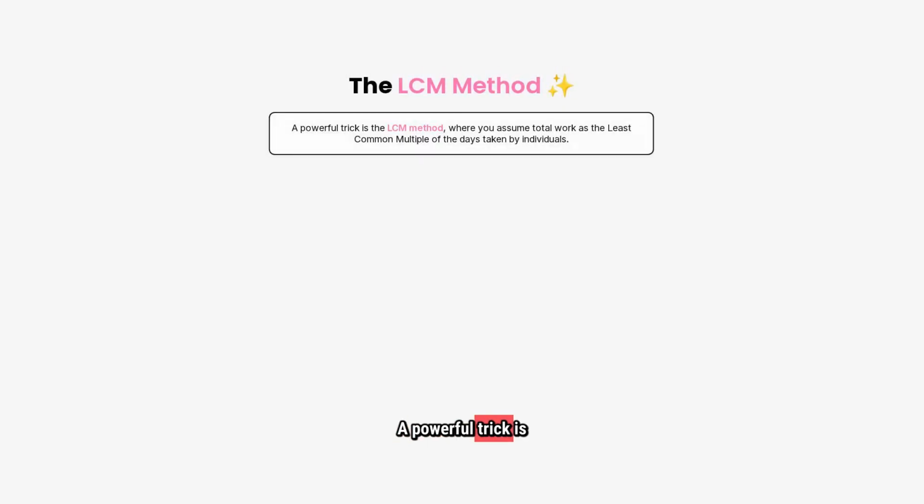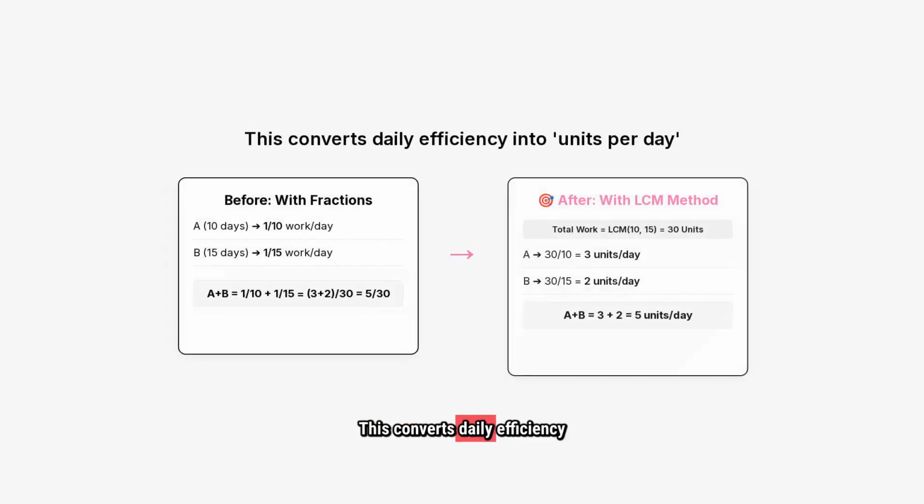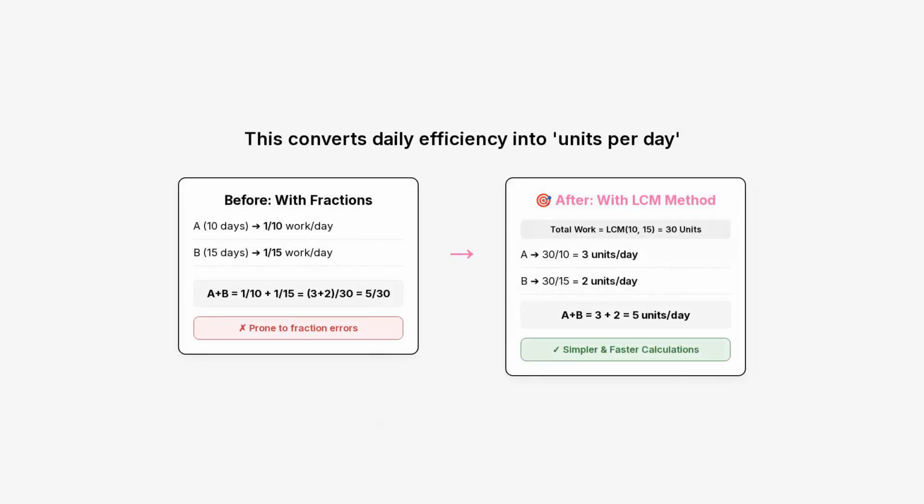A powerful trick is the LCM method, where you assume total work as the least common multiple of the days taken by individuals. This converts daily efficiency into units per day, making calculations much simpler and preventing mistakes with fractions.